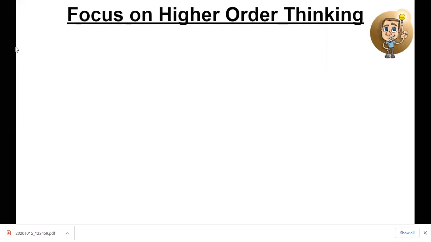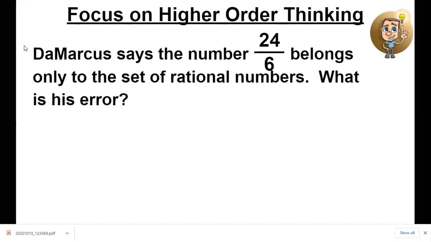Okay, let's talk about some higher order thinking. I did want to put in a your turn. The your turn should have appeared for you already on the video. You just didn't get a your turn slide. Okay, higher order thinking. DeMarcus says that the number 24/6 belongs only to the set of rational numbers. What is his error?